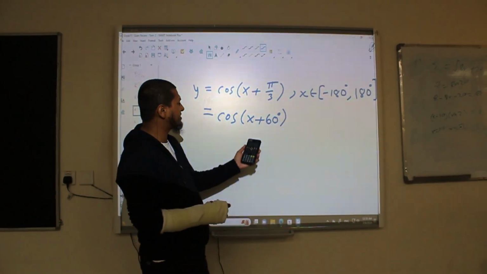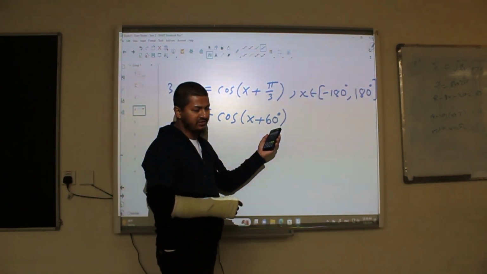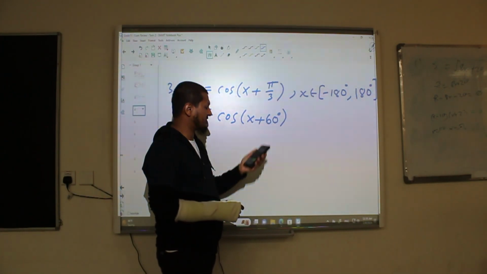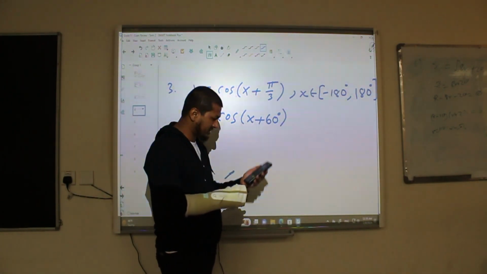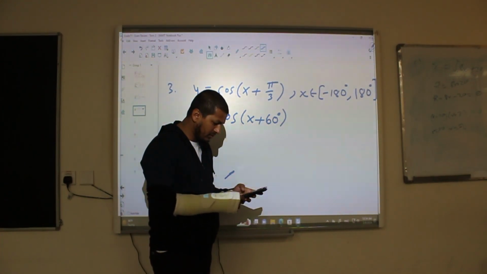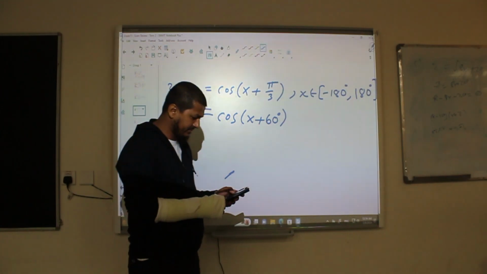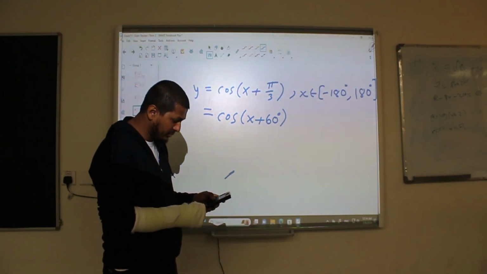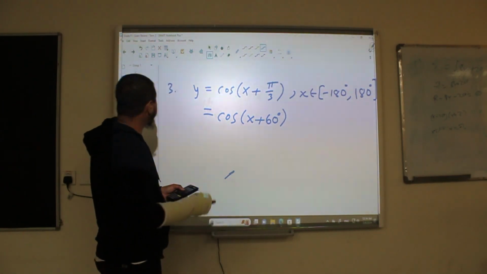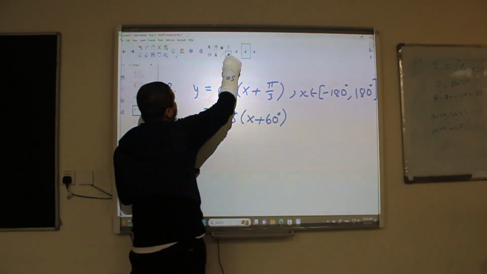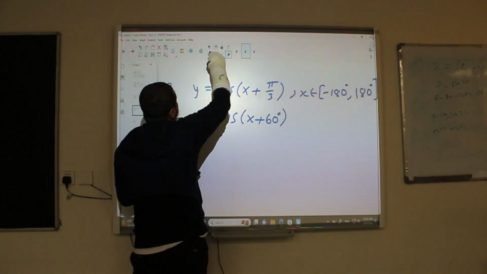How do we know what step to use? Try to use steps of 60 degrees, because this graph was transformed 60 degrees to the left, the plus 60. So I would use steps of 60 degrees, and I end up with 7 points. These are the types of points we are getting. Just a rough sketch.